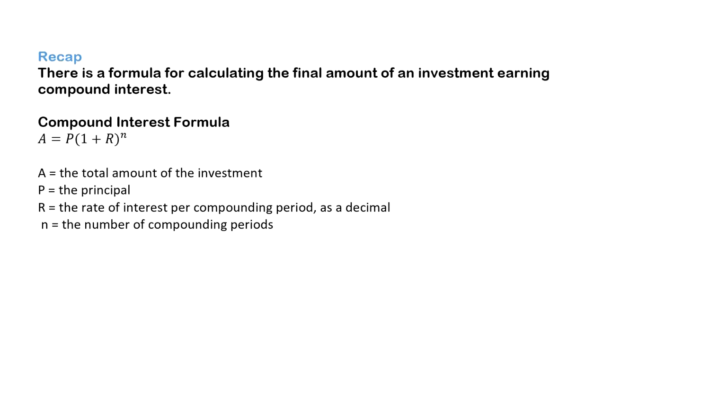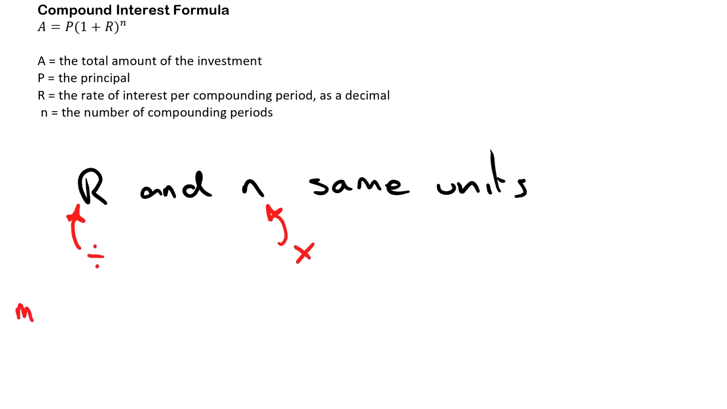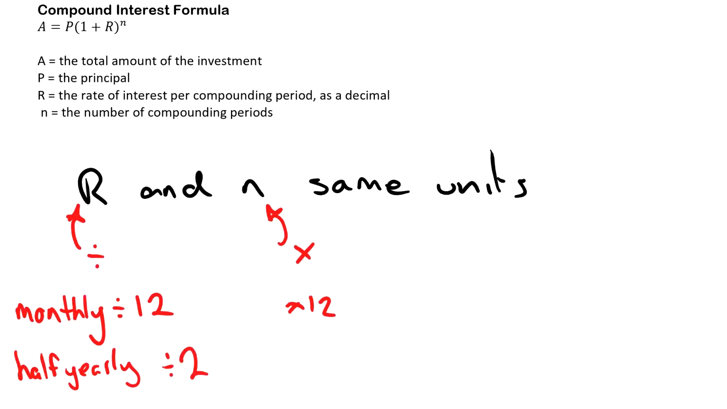To recap, remember, there is the formula for compound interest and it's on your screen there, but you need to make sure that your R and N are the same units. What that means is if I'm compounding monthly, I need to convert both to monthly. Usually we do this by dividing the rate and multiplying the time. If I was to find it monthly, we would divide by 12 for the R, but we would times by 12 over here. If it was half yearly, we'd divide by 2 and times by 2. So the pattern is you divide the rate and you times the time.